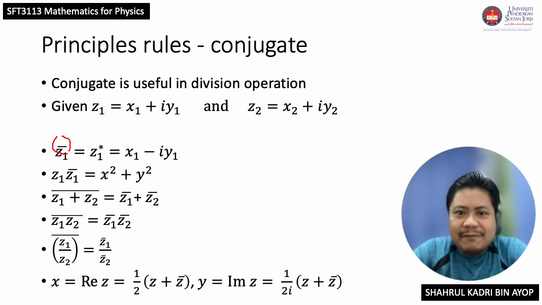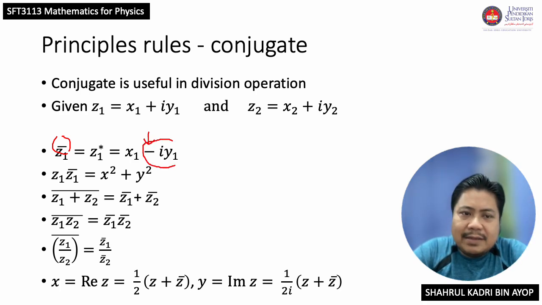In some fields, instead of using a bar above it, some textbooks, especially in quantum mechanics, use the asterisk here. So it represents the conjugate of a complex number. The conjugate of a complex number changes the sign in front of the imaginary part, so the imaginary part changes to the negative of that imaginary part.